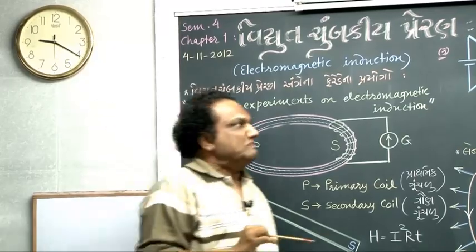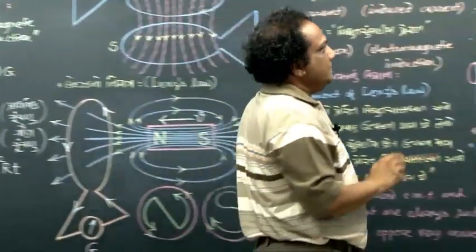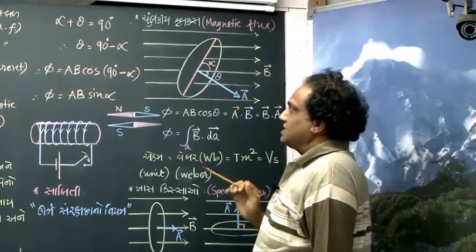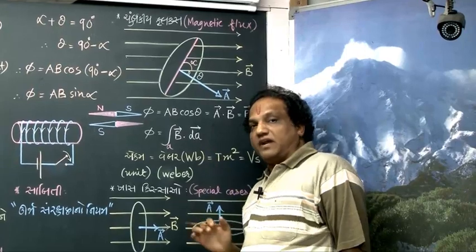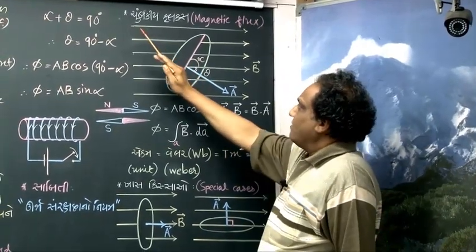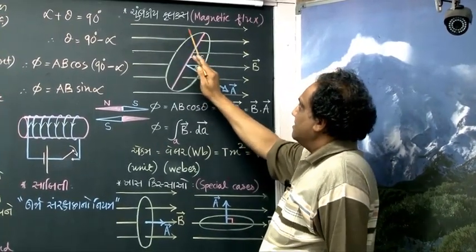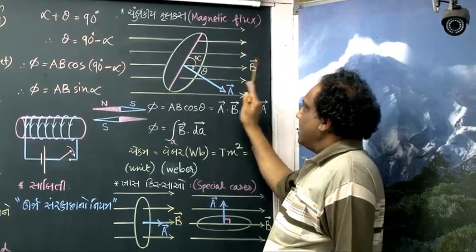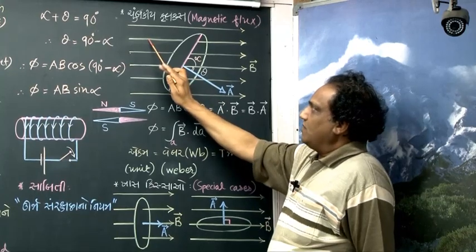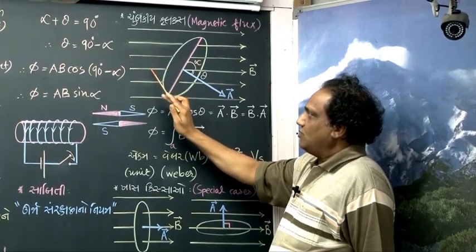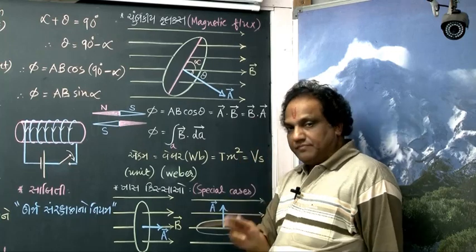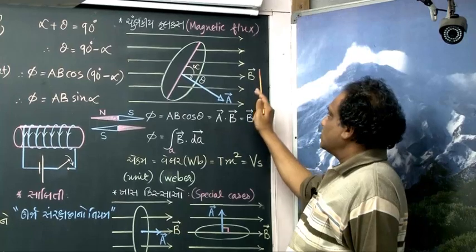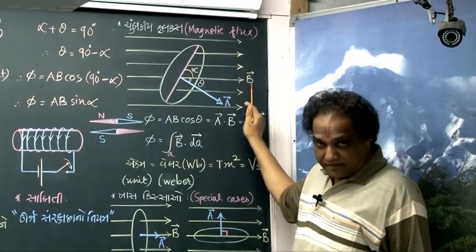I am showing you. Look, to understand magnetic flux, you just consider a uniform magnetic field. That uniform magnetic field, in the figure, is shown by parallel field lines, and you can see the perpendicular distance between each two consecutive lines is the same. That is why we call it a uniform magnetic field. We show it by the symbol vector capital B.